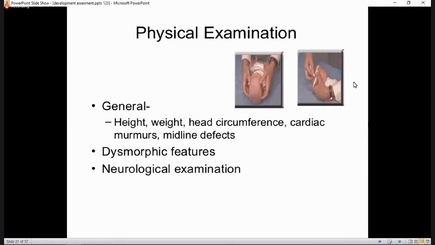You should also check the height, weight, and head circumference. Head circumference is important. Again, it may be normal, or it can be microcephaly or macrocephaly. If you see a child with these things, or a child with a midline defect or cardiac murmur, whenever you see one defect, you will also look for other defects in the body.